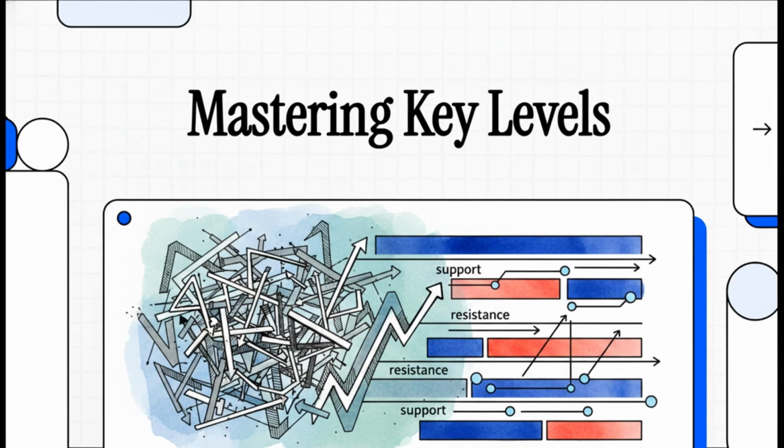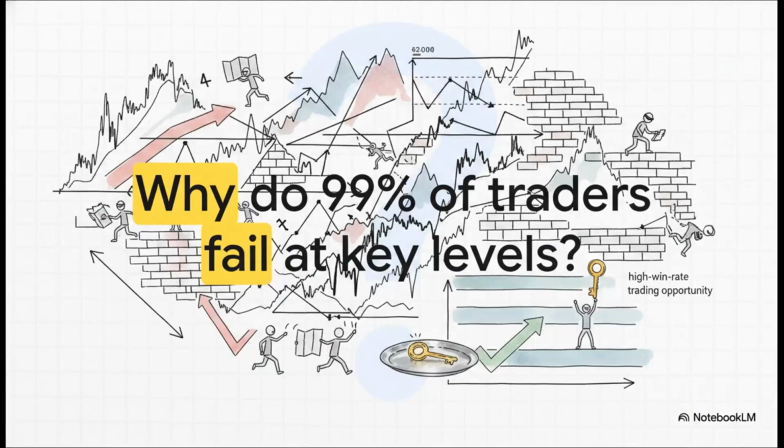Today, we're cracking open the professional trader's playbook to zero in on the only key zones that actually matter. Now, what's literally mind-blowing about this is that most folks sabotage their own trades before they even click buy. 99% of traders get support and resistance completely wrong. And why does this matter so much? Because nailing these key levels hands you a high win rate opportunity right on a silver platter.